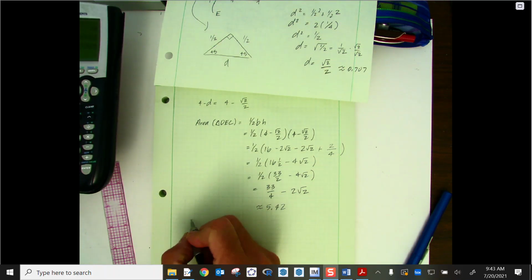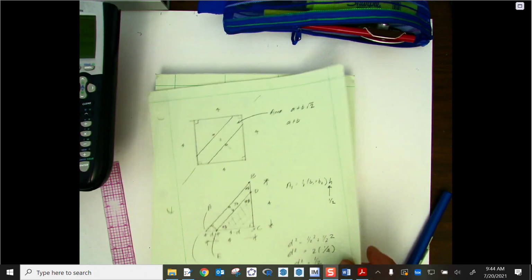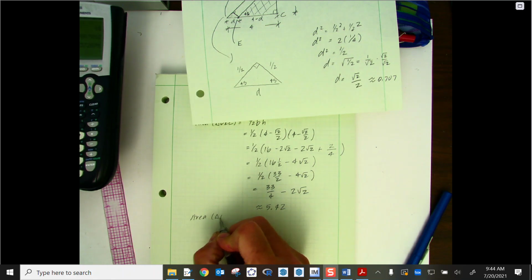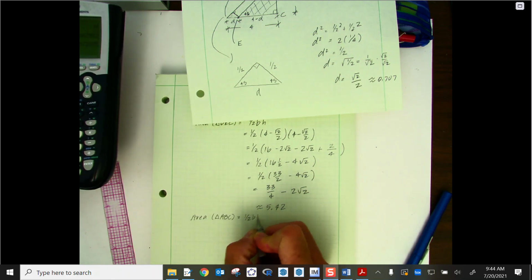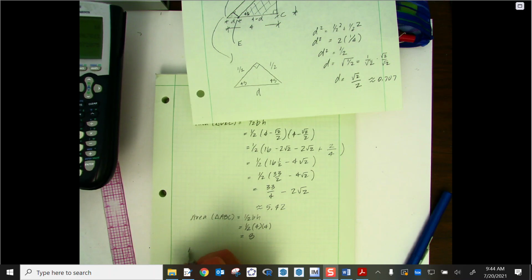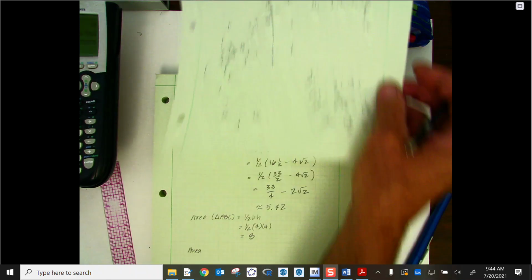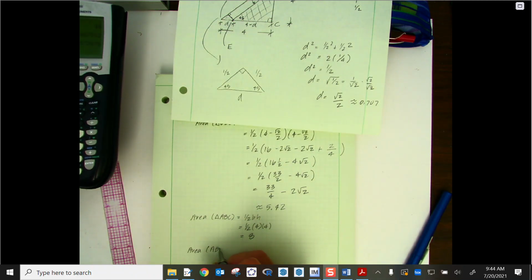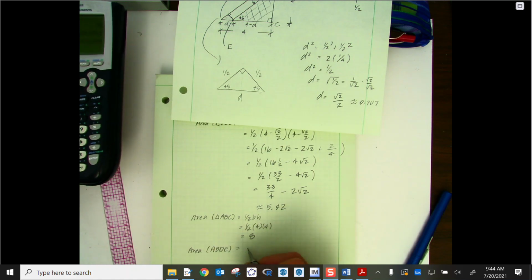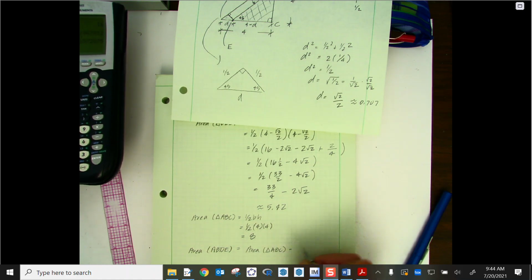So let's see, we know that the area of triangle ABC is equal to 1/2 base times height. And here I get 1/2 times 4 times 4, so half of 16, or 8. And that means that the area in my drawing, ABDE, the trapezoid, is going to be the area of the big triangle minus the area of the smaller triangle.